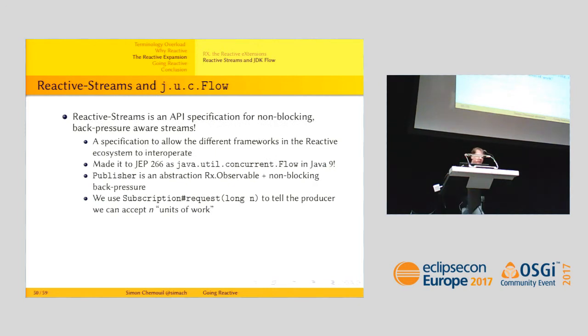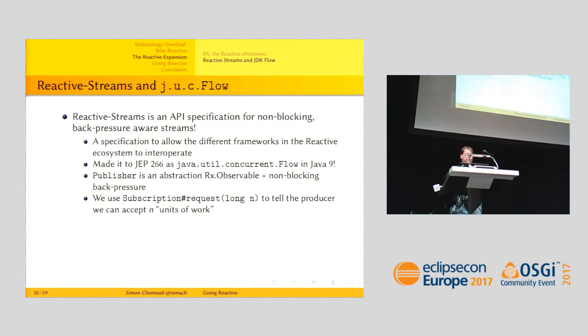So reactive streams, that was a specification, an API, is basically non-blocking back pressure aware streams. It's a new take on reactive extensions that was meant to include different frameworks in the reactive spectrum to interoperate, including ReactiveX, RxJava, Reactor, and other projects. And now in Java 9, it made it into the JDK. So it's known as Flow.